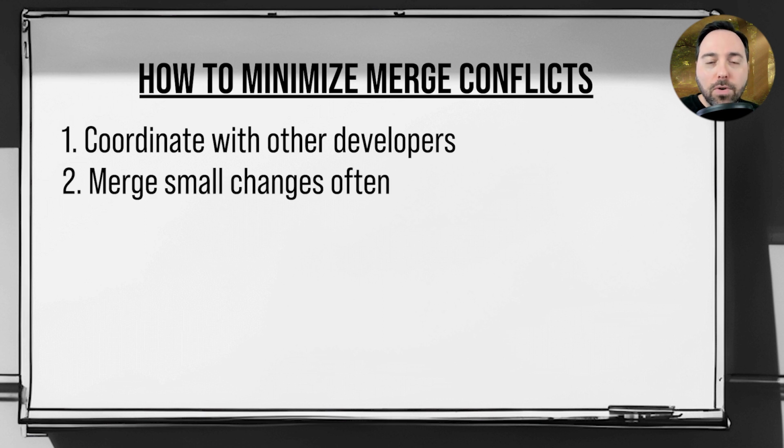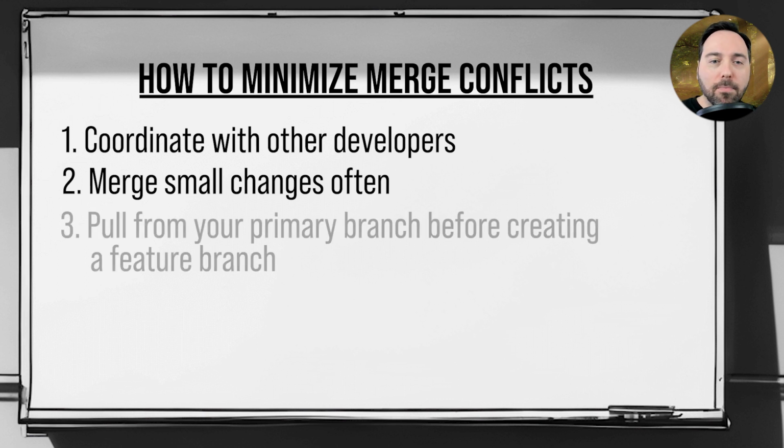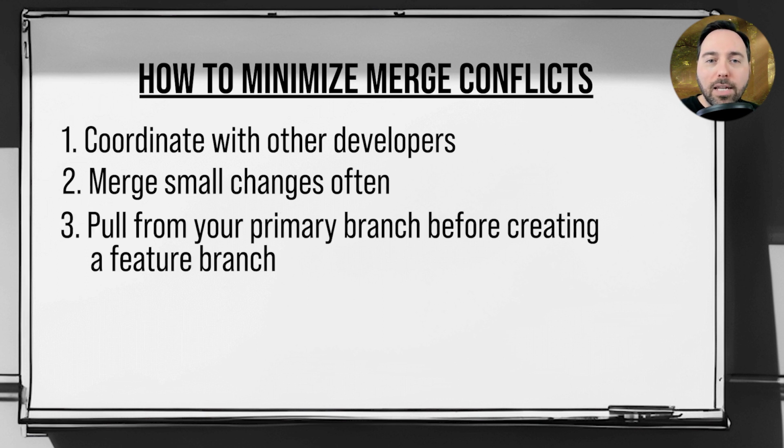Second, merge frequently and merge small change sets. The less time you have changes outside the primary branch, the less time there is for someone to write code that interferes with what you're doing. Third, pull the latest from your primary branch before creating a feature branch. That way, you've got the changes other people have made prior to you starting your task.